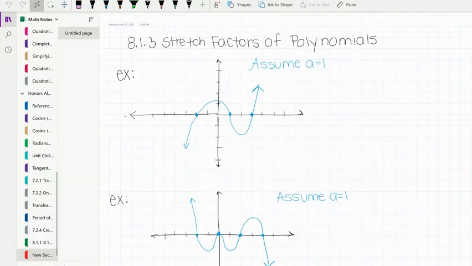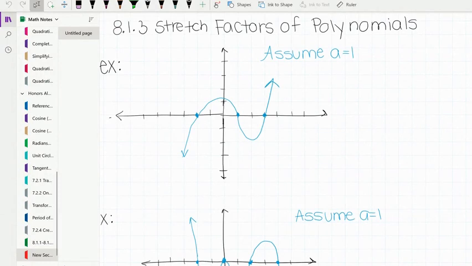This section is 8.1.3, which is stretch factors of polynomials. By the end of this section, you should be able to create an equation for a polynomial function, either given a graph or given information. So looking at the first example, we just have a graph, and it does say assume that a equals 1. Keep in mind, when we're looking at a graph, if this is all we have, you would always want to plug in a point to solve for a to identify the stretch factor.